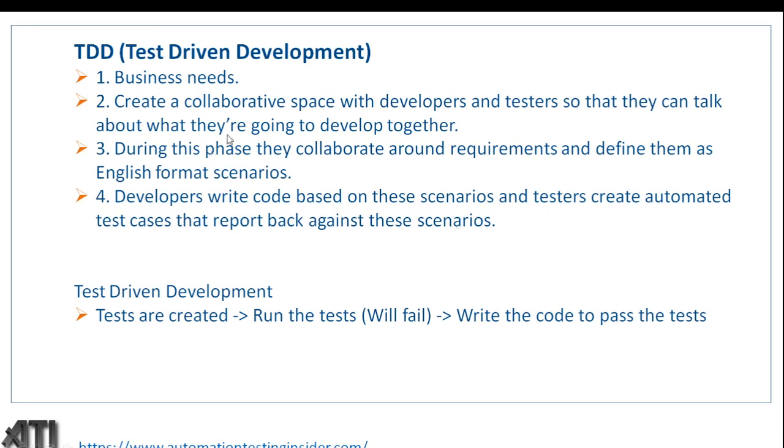So basically in test driven development, first test cases are created. First the scenarios are defined and then those test cases are run. And definitely those test cases will fail, right? Because the development has not yet happened, and later on based on the results the developer will write the code to pass those test cases. So this is how it goes in test driven development. First, test cases are created, run those test cases to see the failure of those scenarios, and then write the code according to those scenarios.